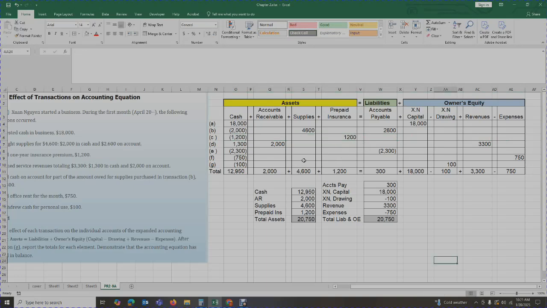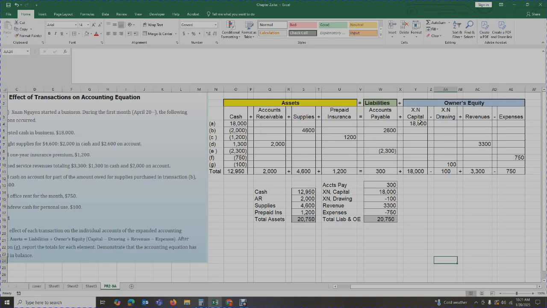Okay. So this is the completed problem for problem 29A. It's a lot of thinking and talking to yourself. What is happening? Which accounts are being affected? Are the accounts increasing or decreasing? Okay, and make sure that you always apply the accounting equation or the expanded accounting equation.